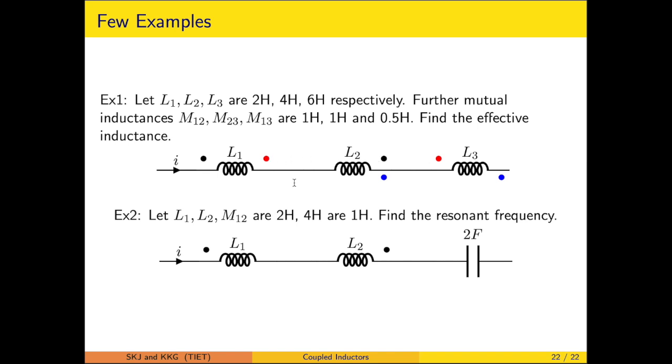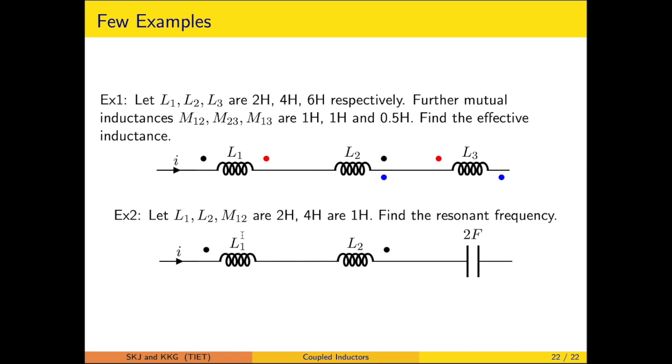Then you will analyze L1 and L3. So current is leaving, current is entering. So that is also minus 2 M13. Then L2 and L3, the current is leaving here, and the current is leaving here. So that particular will be plus 2 M23. So in that way, you will have the equivalent relationship as L1 plus L2 plus L3 minus 2 M12 minus 2 M13 plus 2 M23, and that is giving you 11 Henry as the net inductance.